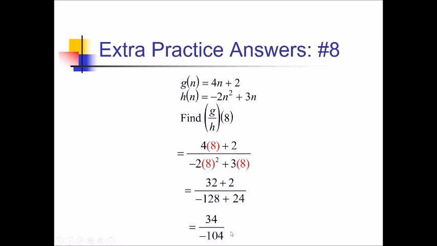And I think I can simplify this a little bit more. These are both divisible by 2. That would give me 17 over negative 52. And I don't believe we can go any further. 17 is a prime number, so that's as good as it's going to get.